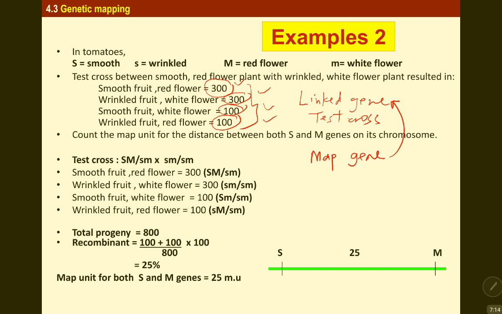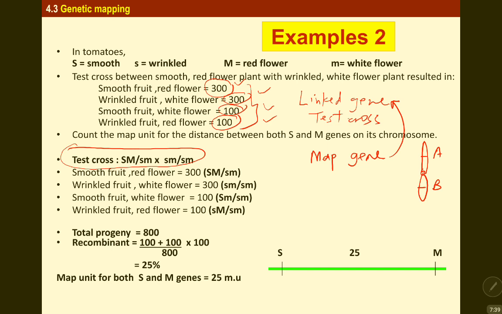Remember, you only can map the gene when they are linked gene. Because if they are located on the same chromosome, gene A and gene B, then only you can map the gene. If gene A and gene B is on different chromosome, how do you map the gene? You do not know the distance with different chromosome.